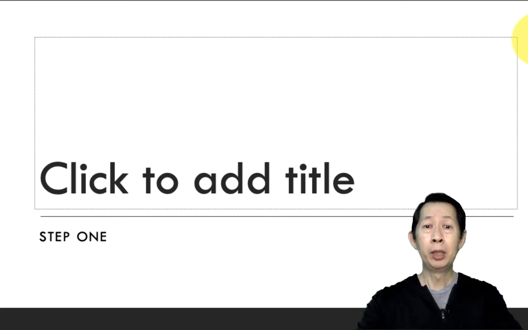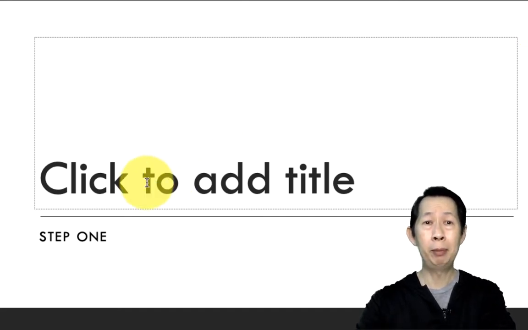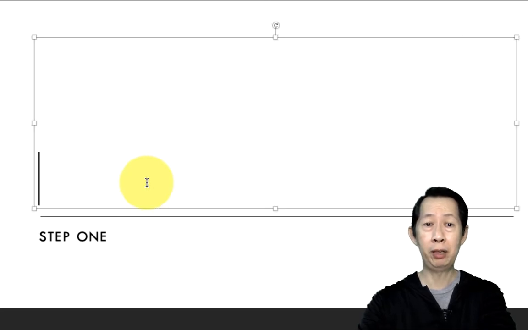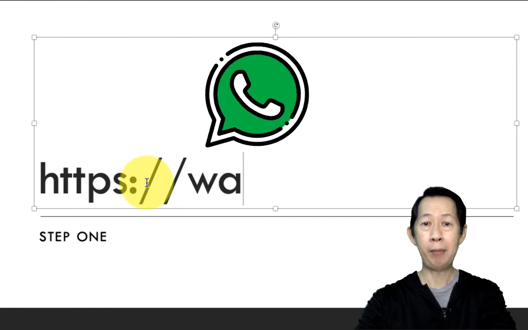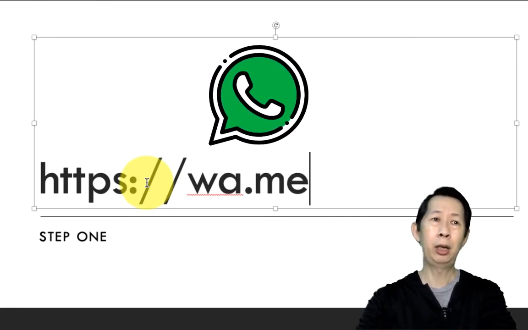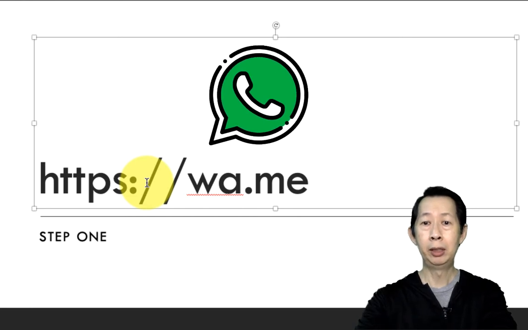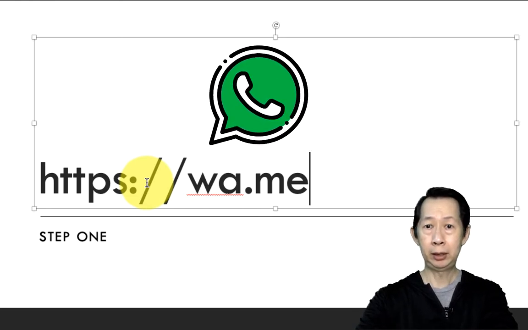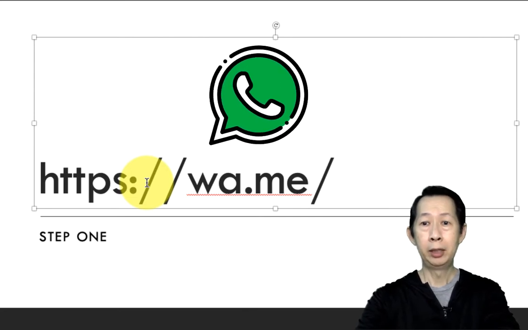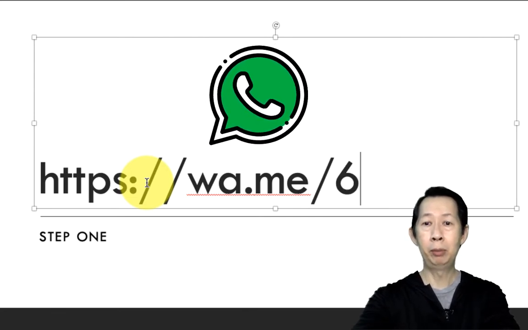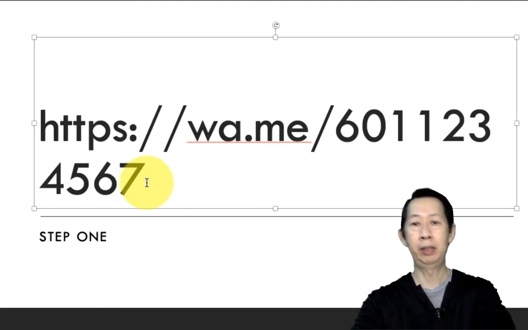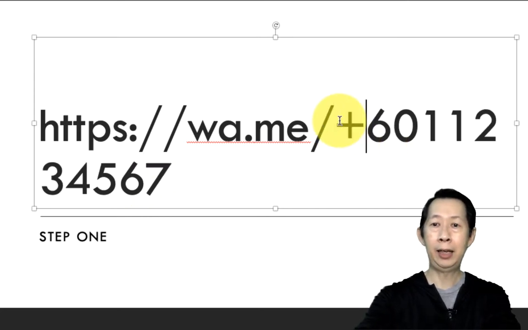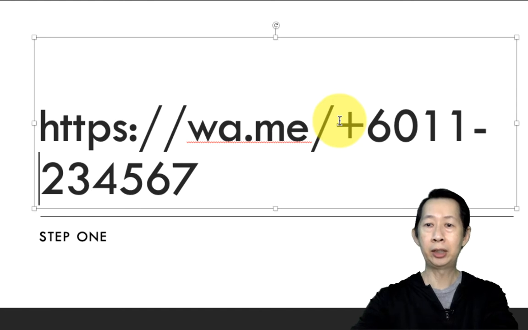So step one, what you want to do is just open up a Word file or any text or notes file. Just type in https:// because all websites come with this, and then remember wa.me. So it's like WhatsApp me. Very simple. Then / your phone number. Right now I'm in Malaysia, so my phone number will be like 6011234567. Don't put any plus sign or dash sign.